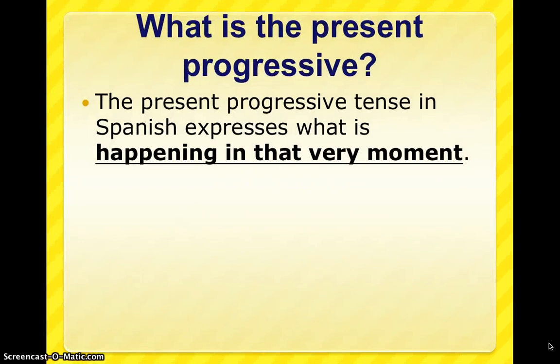So you might be asking, what is the present progressive? The present progressive tense in Spanish is something that we use to express what is happening in that very moment. So we're really emphasizing the idea that we're doing that action right now. In English, we form the present progressive by adding -ing. So for example, we might say, I am speaking, or the boys are running.